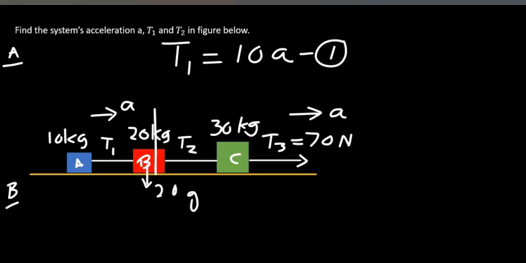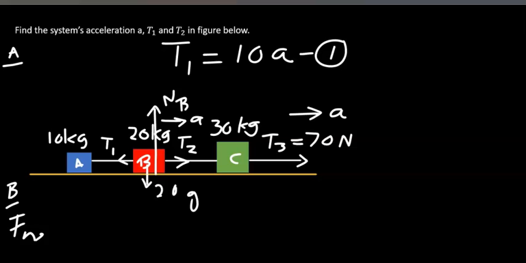You have the normal force acting on object B, which is N sub B. You have tension T2 pulling it rightward, and tension T1 trying to pull it leftward. The acceleration of object B is a, the same as the acceleration of object A, because they are part of the same system. Now let's write down Newton's second law for object B.